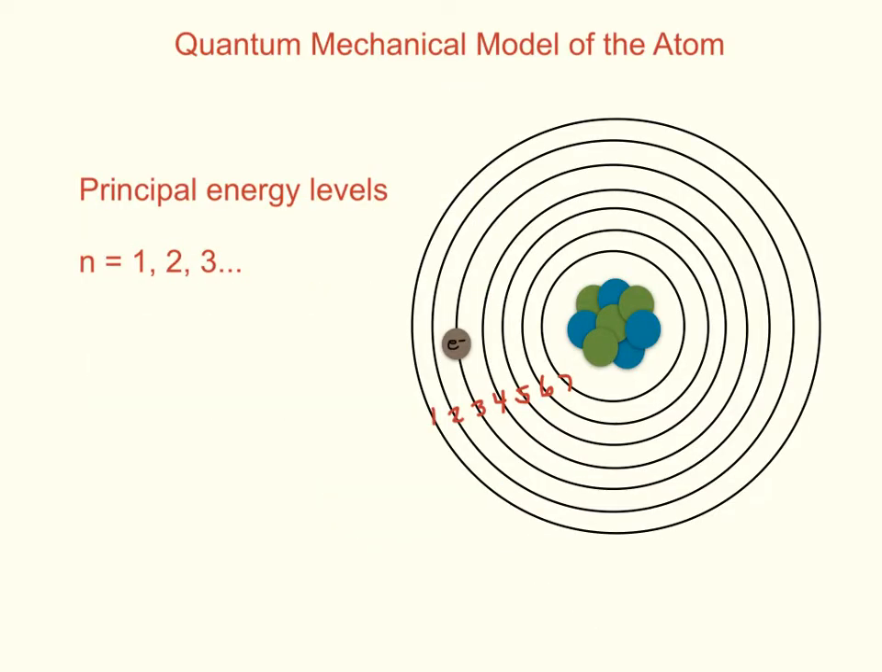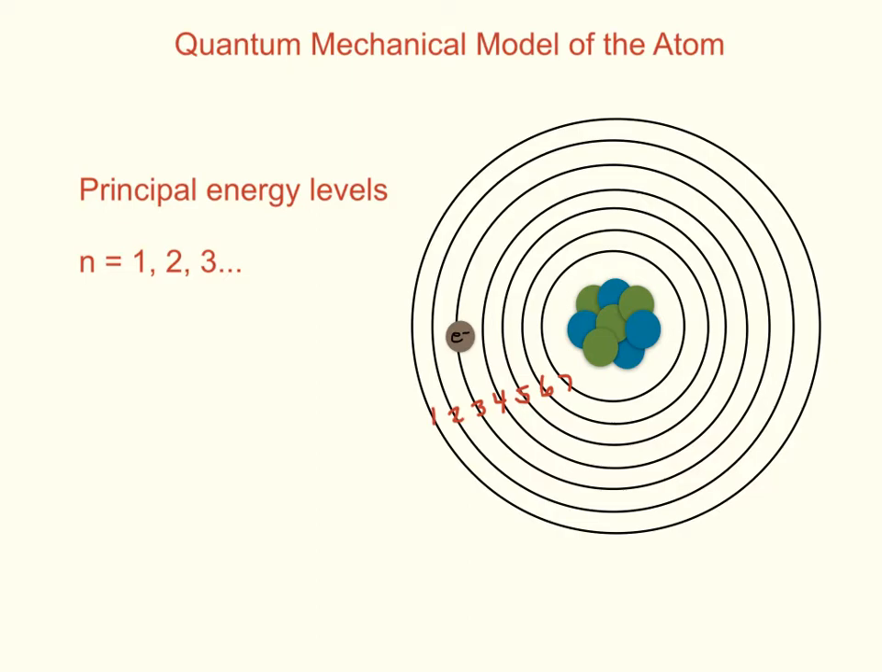So what does our quantum mechanical model actually look like? Well, there's a lot we're actually keeping from Bohr's model. So we're keeping our protons and neutrons in the center where most of the mass of our atom is concentrated. And we are still allowing our electrons to move up and down, either towards or away from our nucleus, based on the amount of energy they have.